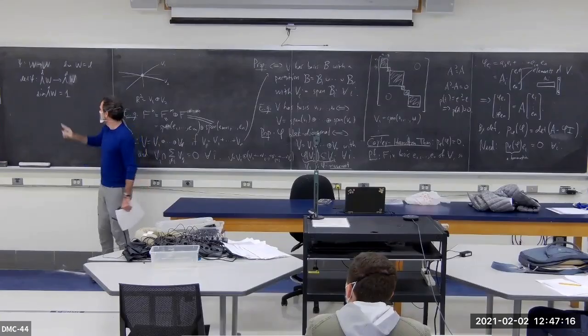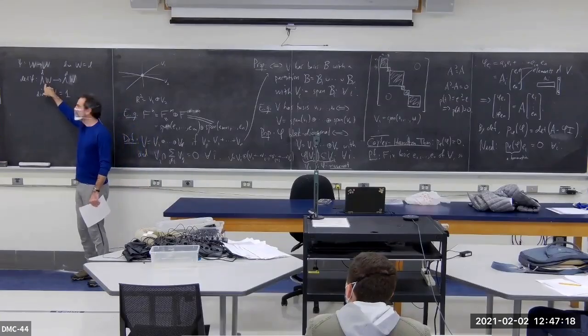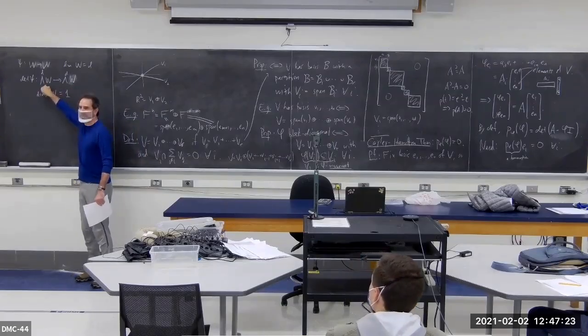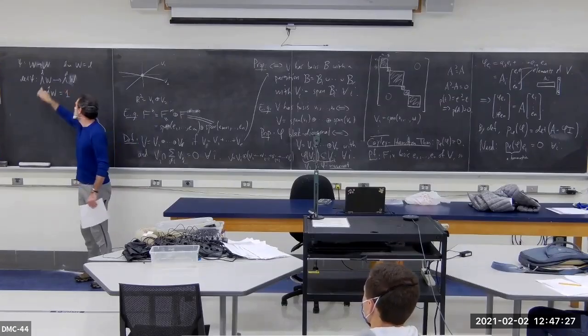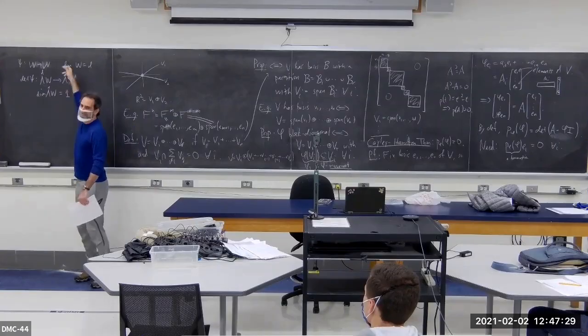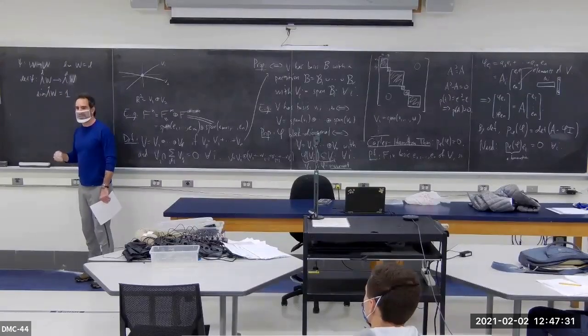I could choose a basis here and a basis here, so that the basis vector here went to the basis vector here. But if I choose a single basis vector here and here, then it's given by scalar multiplication. But that scalar is called the determinant.